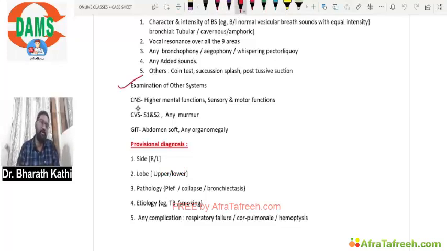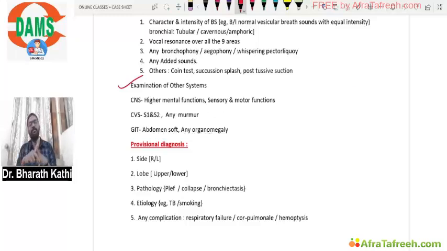So if they are not abnormal, just write down the CNS: higher mental function, sensory motor function examined, or normal. CVS: both heart sounds heard. If there is any murmur, you mention it, or else no murmur. And GIT: abdomen just soft, or if there is any organomegaly, you should write. So make sure you are not only examining the respiratory system, you are also mentioning other systems, CNS, CVS, GIT. Then coming to the provisional diagnosis.